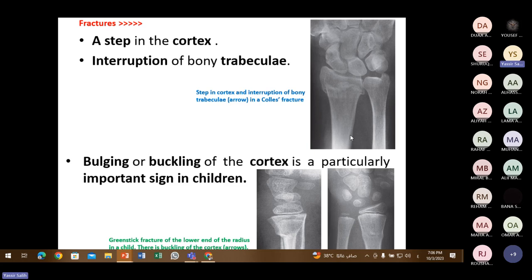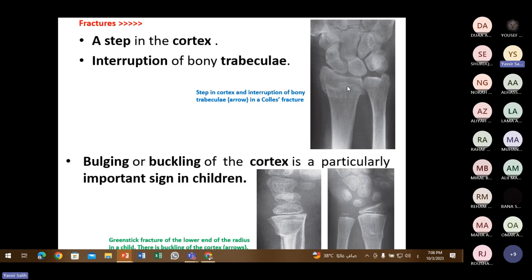But in this case, you can follow the well alignment of the cortex till we reach this point. There is a step. There is a step in the cortex. This is one of the signs, although it is difficult to be seen, but it is a very important sign of fracture.